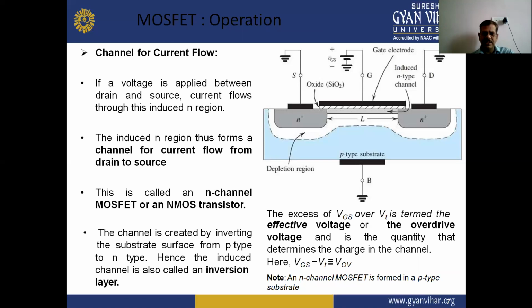So, the excess of VGS over Vt is termed the effective voltage or the overdrive voltage, and is the quantity that determines the charge in the channel. So, here VGS minus Vt equals VOV. Note here the N-channel MOSFET is formed in a P-type substrate in this diagram.